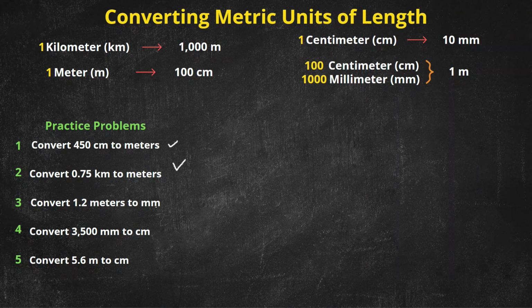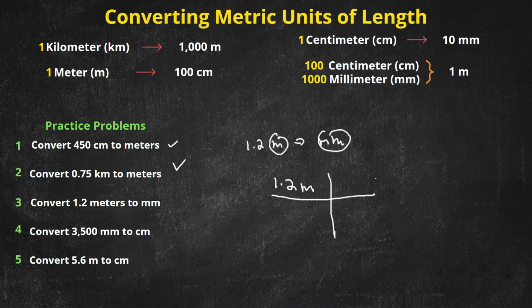The next problem says to convert 1.2 meters to millimeters. So meters to millimeters. Let's do our table here. Now 1.2 meters, that's what we were given. Let's write it over here. And we want our final conversion unit to be in millimeters. Now, we need to cancel the unit. So, what can cancel the unit? Well, meters and millimeters. Let's see, which unit are we using? Over here we have meter and over here we have millimeters.